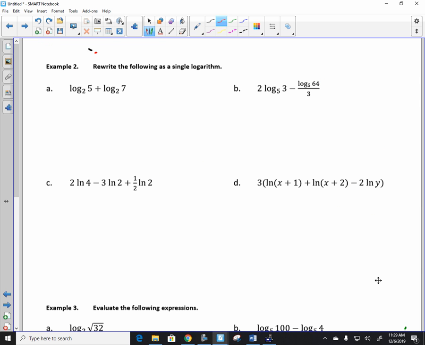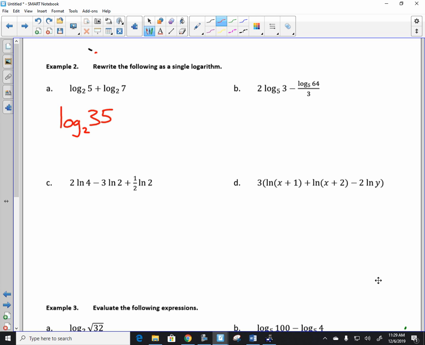All right, so we took a single logarithm and we expanded it. Now I'm going to take multiple logarithms and write them as a single logarithm. Hey, I got the log base 2 of 5 plus the log base 2 of 7. I think that's then the log base 2 of 5 times 7, which is sweet. See that? Let's show you some tricks of the trade.